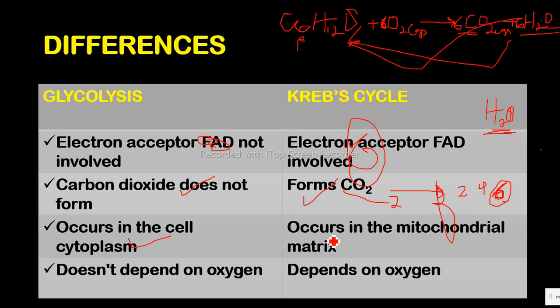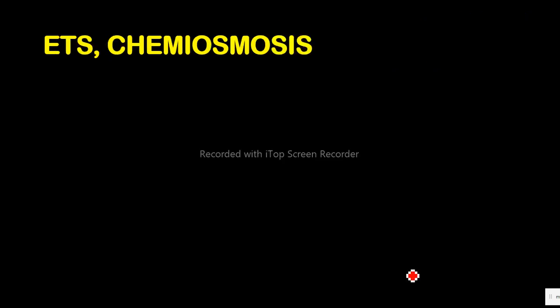Now this one occurs in the cytoplasm. The glycolysis, like I told you, occurs in the cytoplasm, whereas the Krebs cycle occurs in the matrix. Glycolysis can occur in presence or absence of oxygen. But for the Krebs cycle to occur, oxygen must be there in sufficient amounts. Okay? That's basically how simple it is.